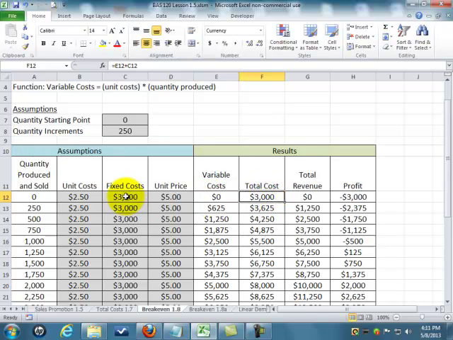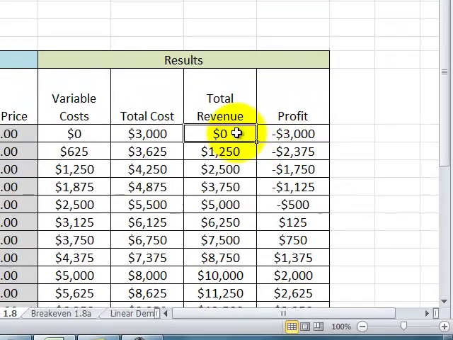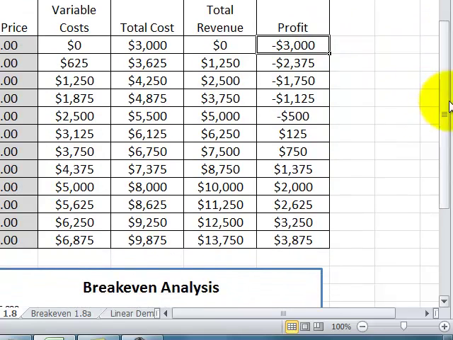Our total cost is just equal to that cell. Our total revenue is just our unit price times the number of units sold. And our profit is just our revenue minus our cost. So not surprisingly, if we don't sell any units, we have a profit of negative $3,000. If you look down here, you'll notice that somewhere between 1,000 and 1,200 units, we break even.